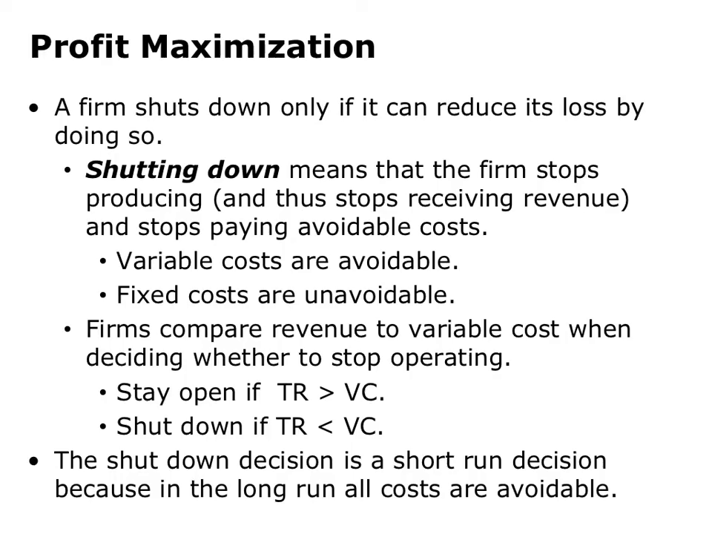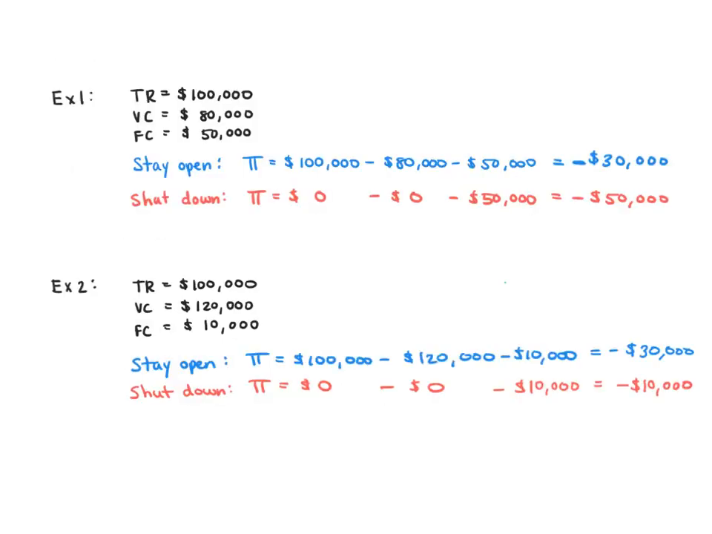Firms compare revenue to variable costs when deciding whether to stop operating. They will stay open if total revenue more than covers variable cost, and they will shut down if total revenue does not cover variable cost. Note that this shutdown decision is a short-run decision because in the long run, all costs are avoidable.